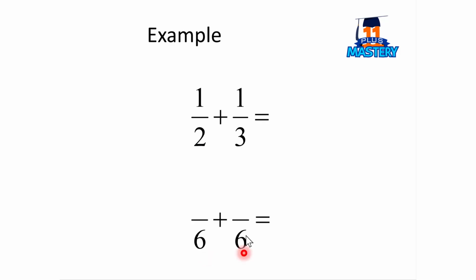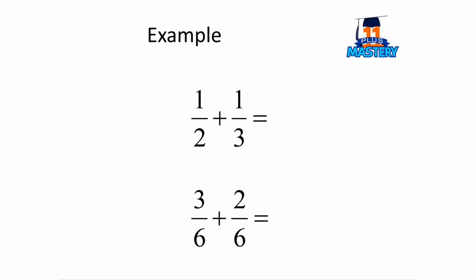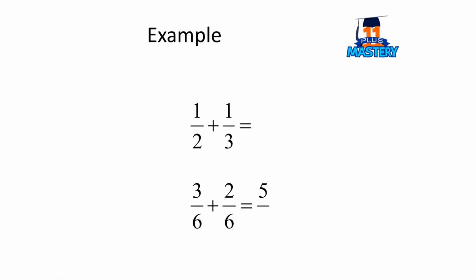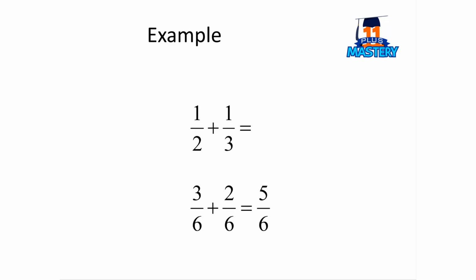I can then work it out. So to go to 6, 2 times 3 is 6. Whatever I do to the bottom, to the top I do exactly the same. 1 times 3 is 3. 3 to 6 I times by 2. Whatever I do to the bottom, to the top I do exactly the same. 1 times 2 is 2. I can now add across. 3 plus 2 equals 5, and my denominator stays the same. So my answer to 1/2 plus 1/3 is 5/6.